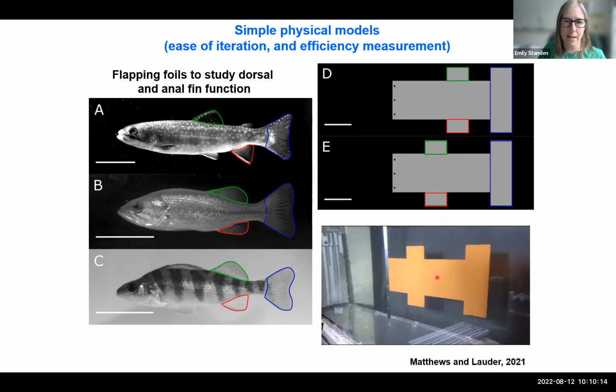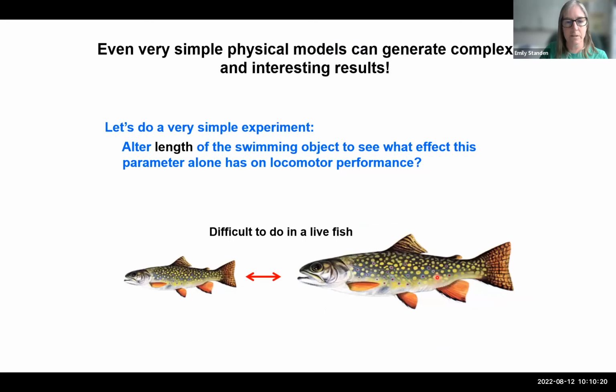So really nice examples of very simple physical models that help us gain information about different shapes and morphologies in fishes. So we're going to walk through a very simple experiment. And the question is, how does the length of the swimming object impact its locomotor performance?